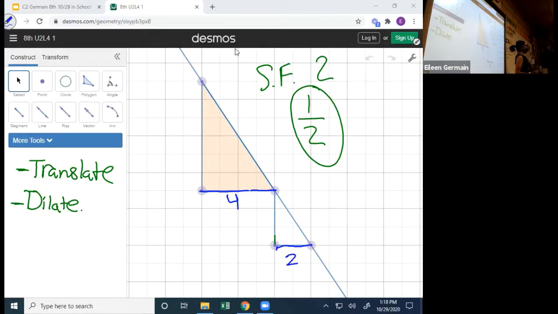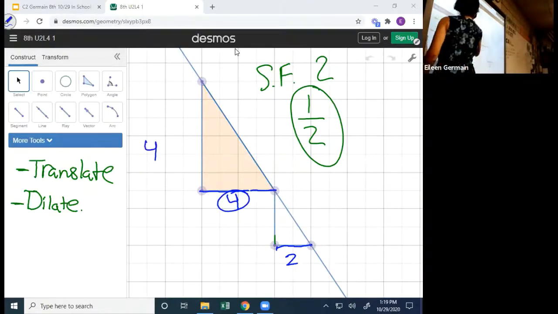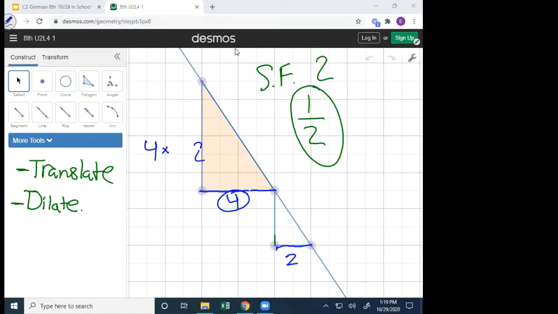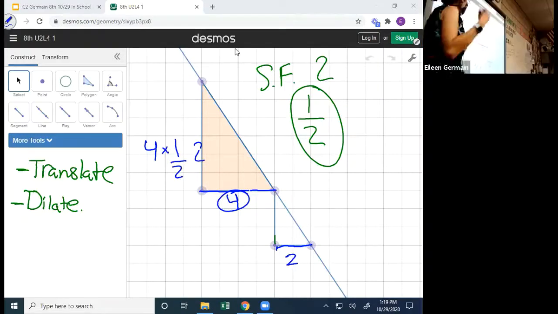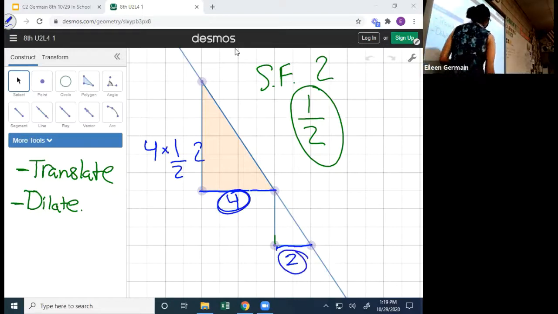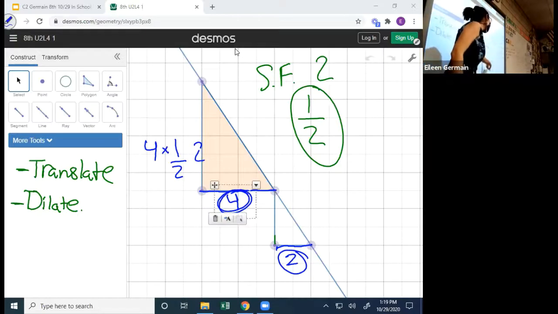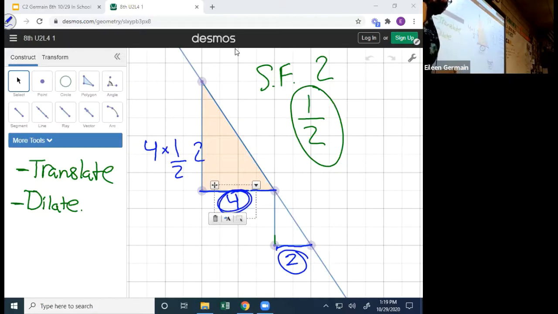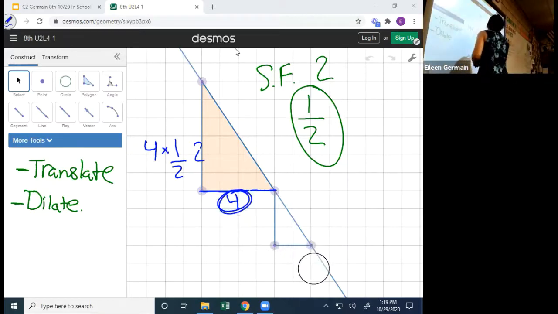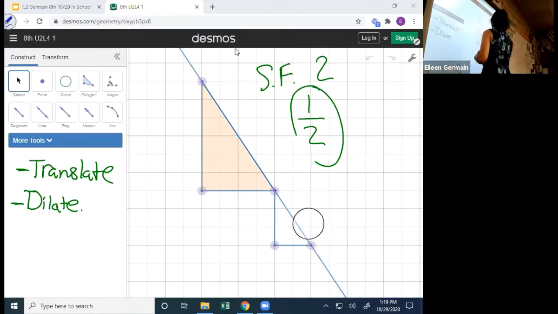So this original length, this 4, times what number is going to get me 2? 1/2. Very good. So the way that we can figure out what our scale factor is going to be is by finding corresponding side lengths and saying to yourself, what do I have to multiply by to get from one side length to the other? Does that sort of make sense? Cool, wonderful. So we have a scale factor of 1/2.